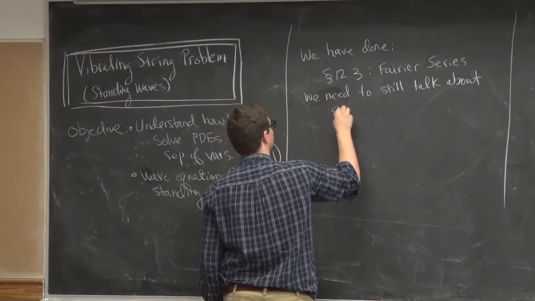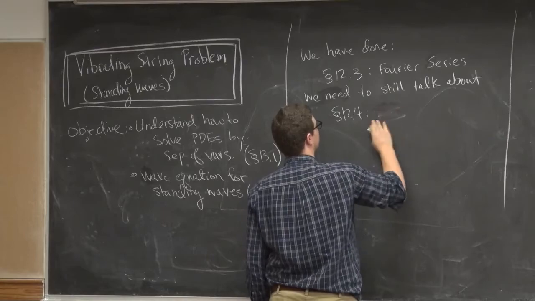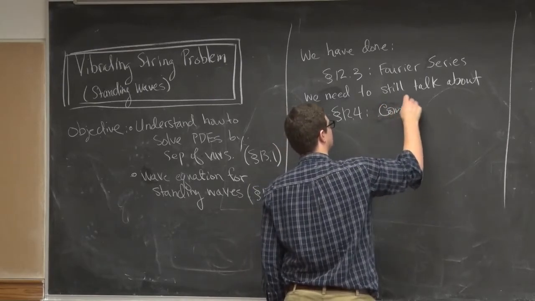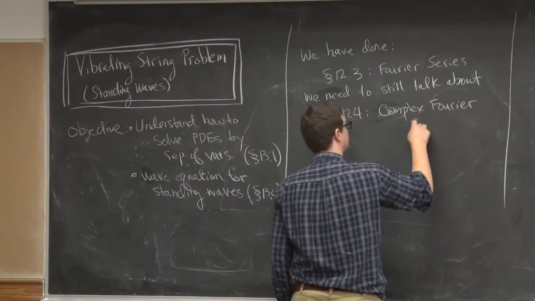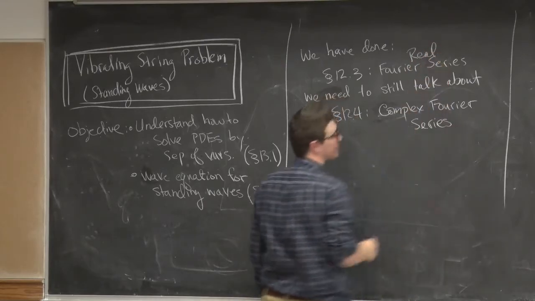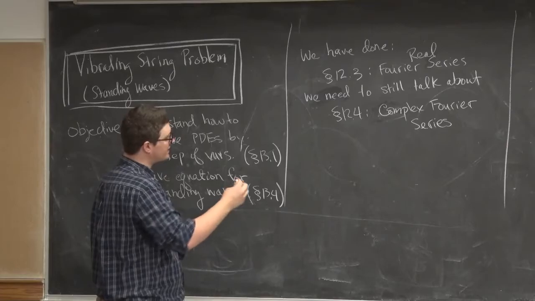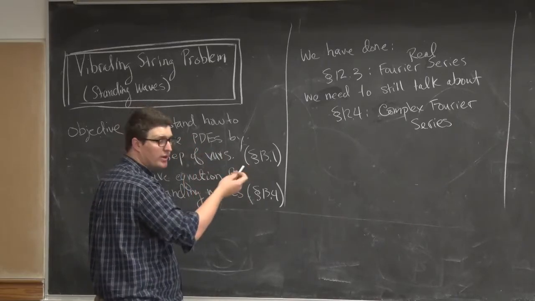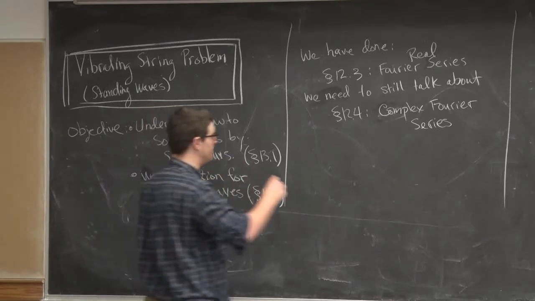section 12.4, which is complex Fourier series. So that's with complex variables. So these are really real Fourier series. So this is the thing that we just took a quiz on. So there is a section that I put on our objectives, which is 12.5, which is these Sturm-Liouville problems.